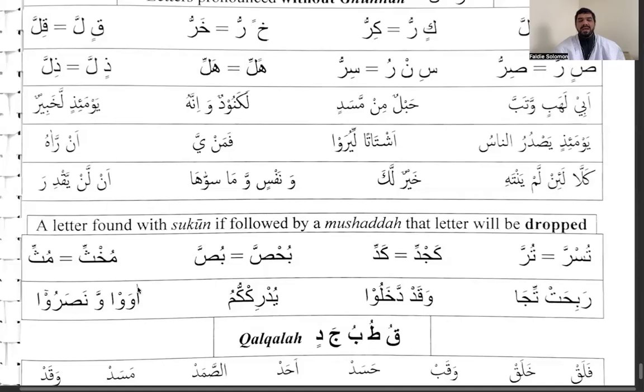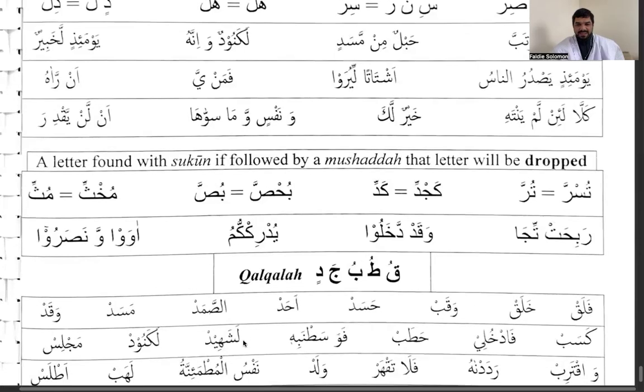ونصروا. Yeah, we have u with waw and sukoon, so that's a ru, but there's a little mud there, so we're going to elongate the ru to about 3 or 4 times, not more than 4. ونصروا. All right, so that's some practice. Like I said, we have seen this before, so that's just some practice of that.